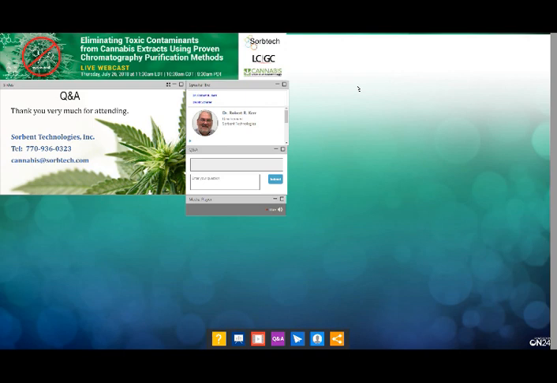Okay. This question might be related. You might have just answered it. Have you tried regenerating the fluorosil using a stronger solvent to elute the contaminants, or is the fluorosil just spent at some point by polar plant co-extractives?